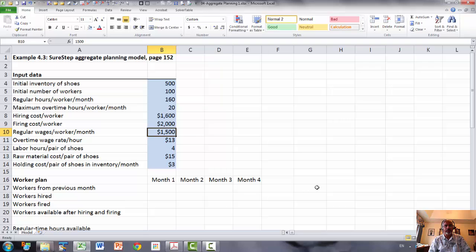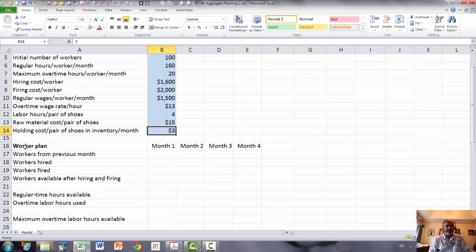Regular wages per worker is $1,500. Overtime wages is given as a rate per hour, so for each hour it's $13. Labor hours needed to produce one pair of shoes is 4 hours. It's also called standard hours. The raw material cost is $15 for one pair of shoes. The holding cost is $3 per pair per month.